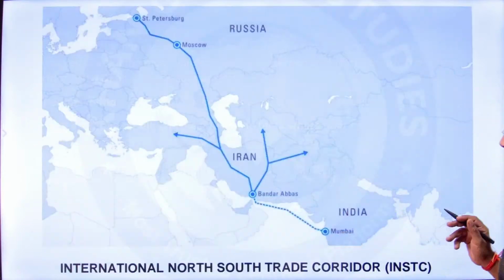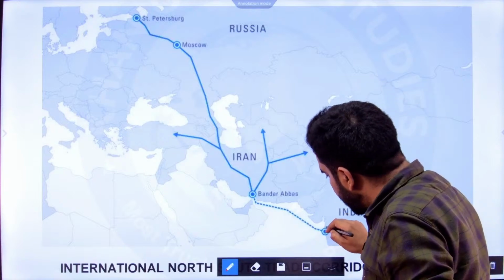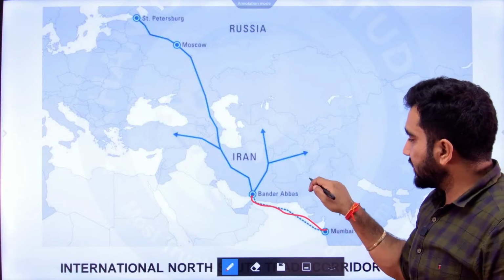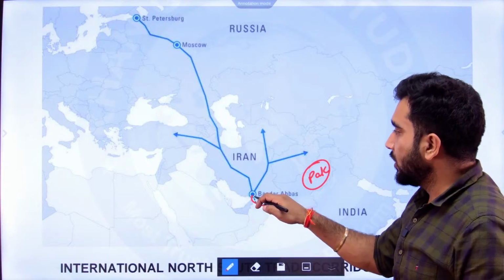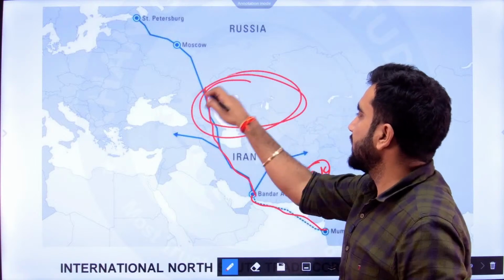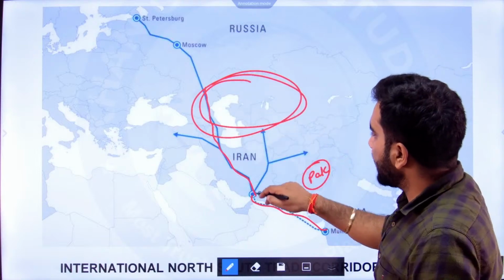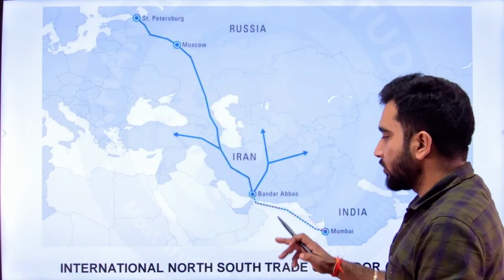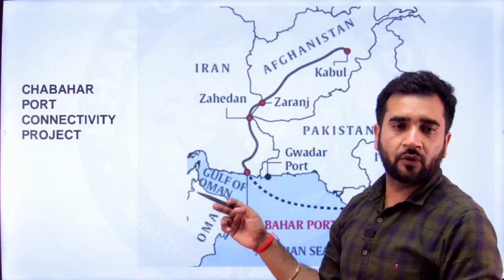Now talking about the International North-South Trade Corridor. It is basically a multimodal transport corridor which starts from India over here. Through the oceans we reach Iran. We are bypassing Pakistan. This is Pakistan. We bypass it. We reach Iran, Bandar Abbas port. From Iran over the land route, we reach the stans. This is basically the Central Asian region. This is the Caspian Sea over here. So this is how we can reach the Central Asian region, and this International North-South Trade Corridor is operational now. A lot of oil to India is coming through this corridor.